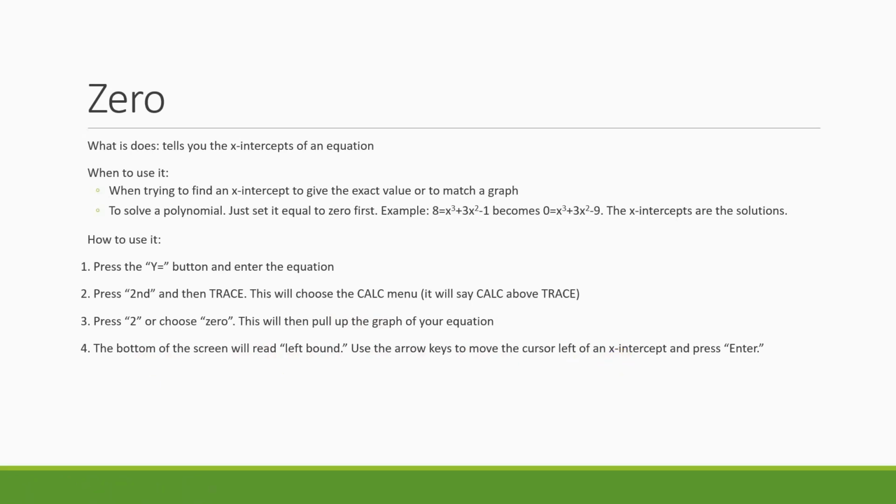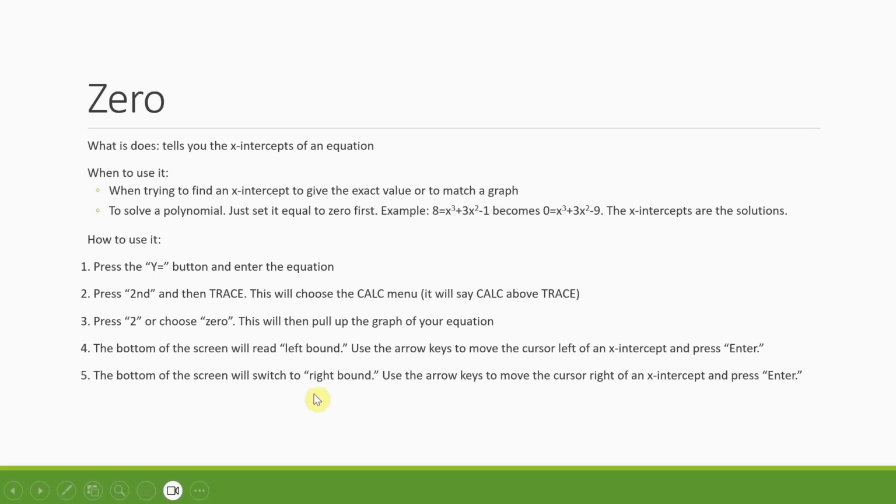So it's going to tell it, I'm going to start looking for it here, and then I'm going to look to the right. Then it's going to switch to right bound. So now you're going to move the cursor to the right of whatever x-intercept you want, and press enter. So that's going to say, I'm going to start here and look left, and they're going to go both directions and find the thing that crosses 0 in the middle.